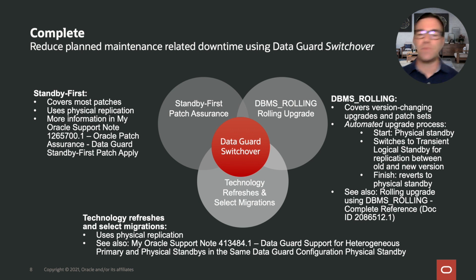Similarly to standby first, we start with a physical replication environment. But what DBMS rolling would do as part of the automated upgrade process is switch from physical replication to what we call a transient logical standby. That is required because when we transfer data between a primary and a standby that are of different versions, we need to have a transient logical standby. For patching, that isn't required. Patching will be done exclusively in physical replication mode.